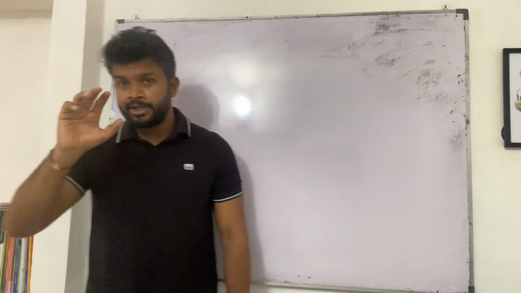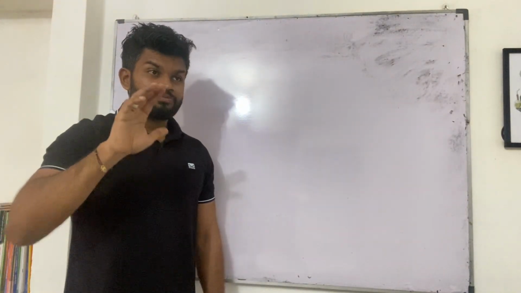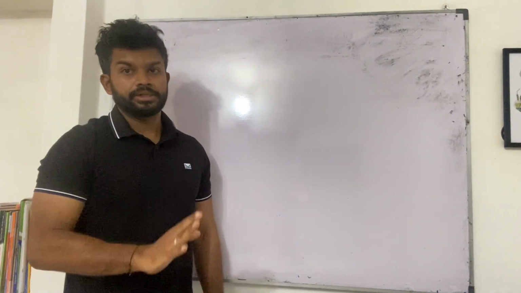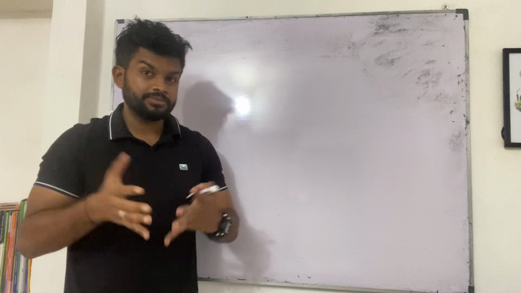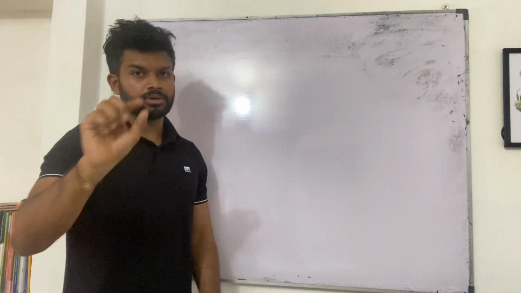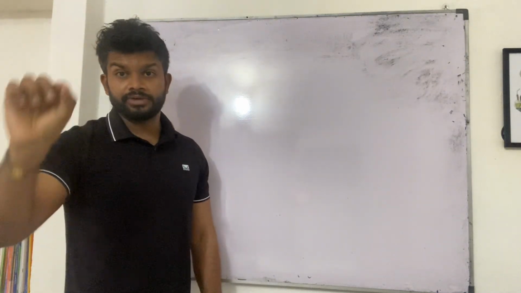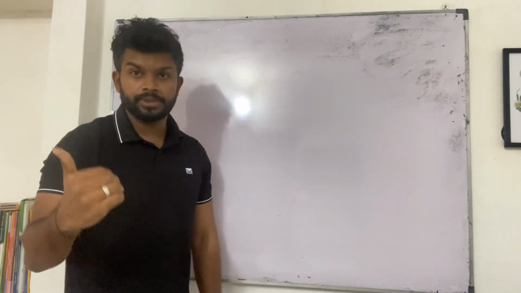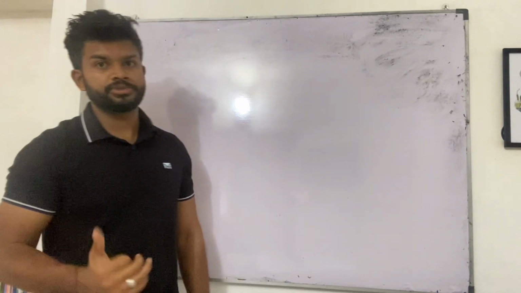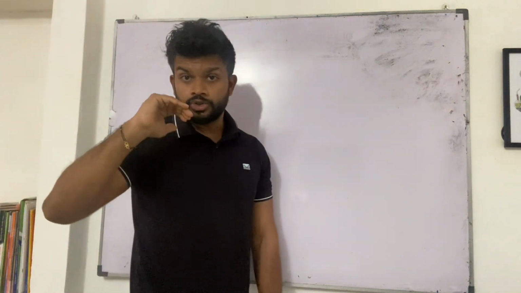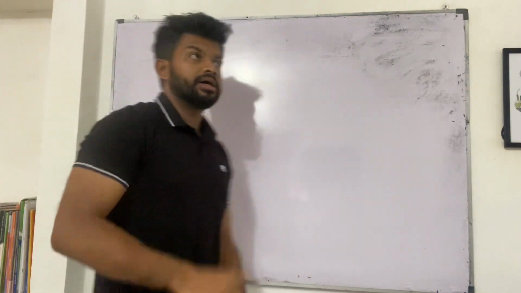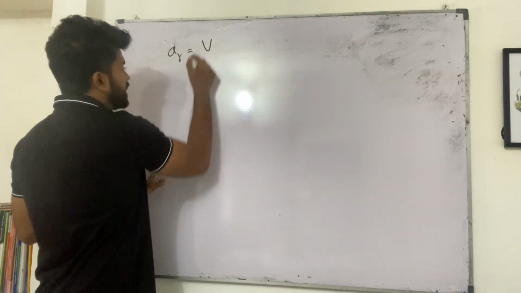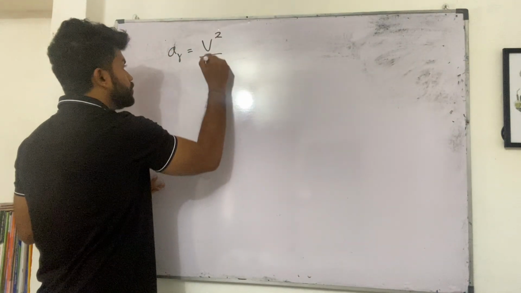Hi friends, today I'm going to prove an equation for centripetal acceleration which is already known. I'm pretty sure that you already know the relevant equation, but I'm going to use a special method, that is a vector method, to prove that the centripetal acceleration is equal to v squared over r.